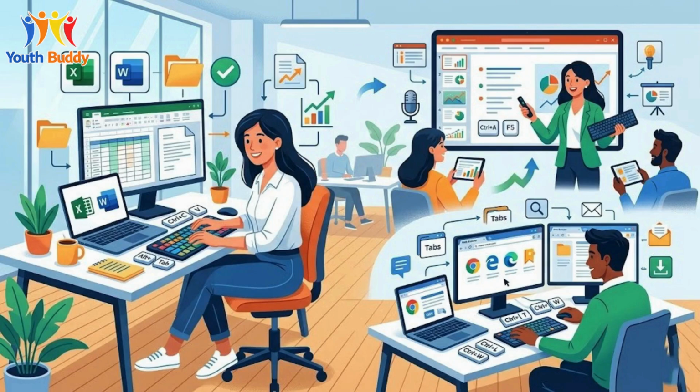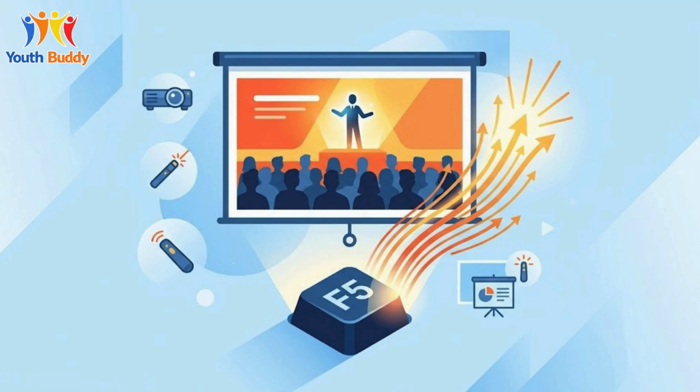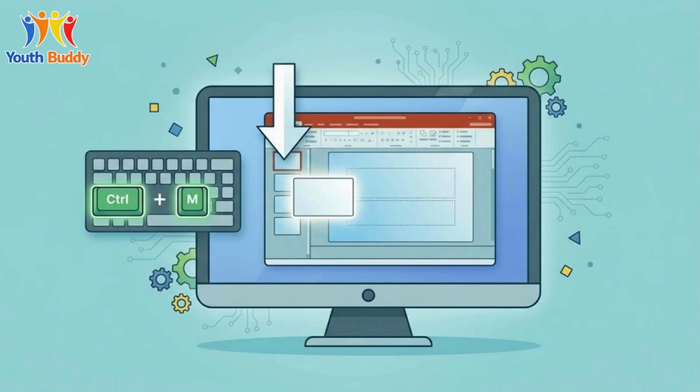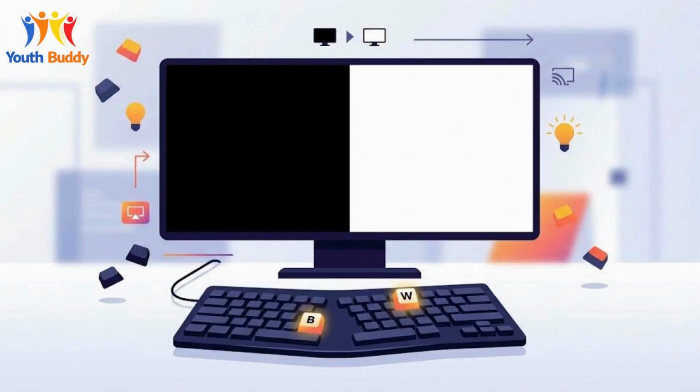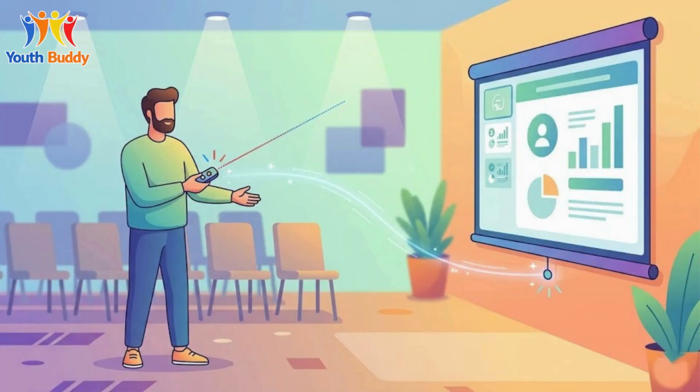Now, if you create presentations, PowerPoint shortcuts are a game changer. Start your slideshow instantly using F5. Add a new slide with Ctrl+M. Duplicate slides using Ctrl+D. And during presentations, you can even control the screen. Press B to turn it black or W to make it white. That's super useful during live presentations.